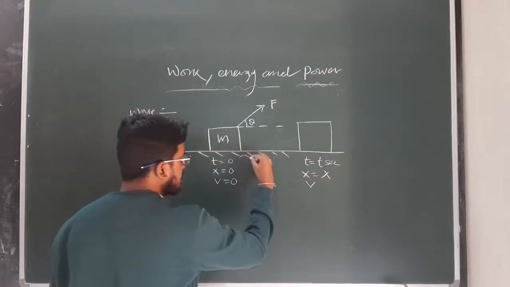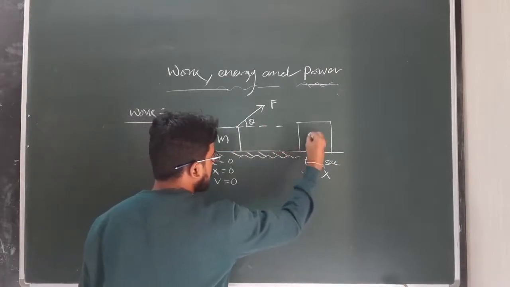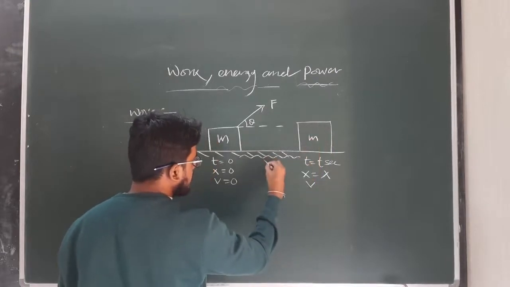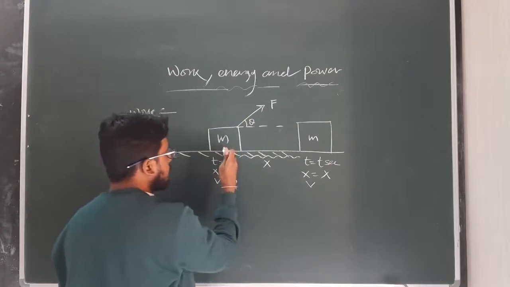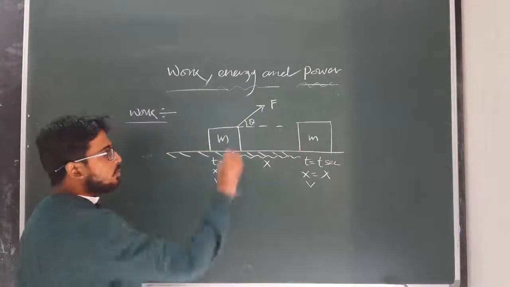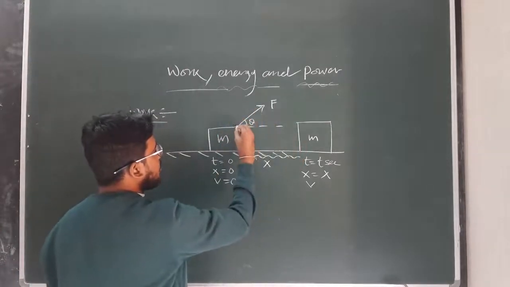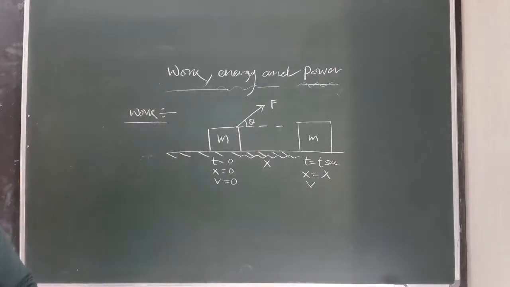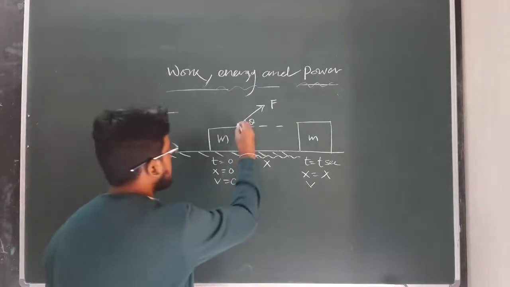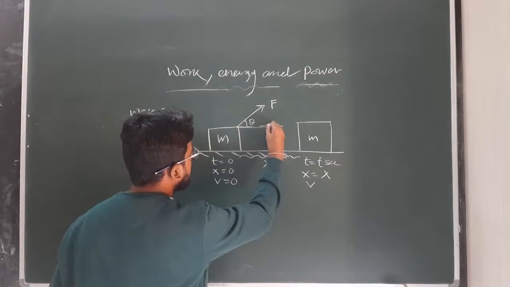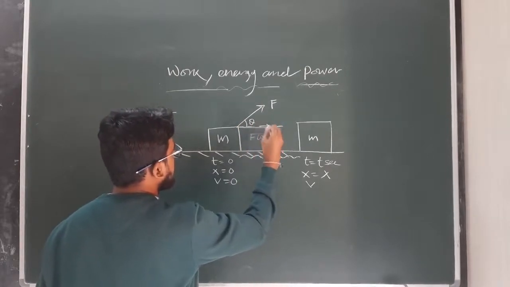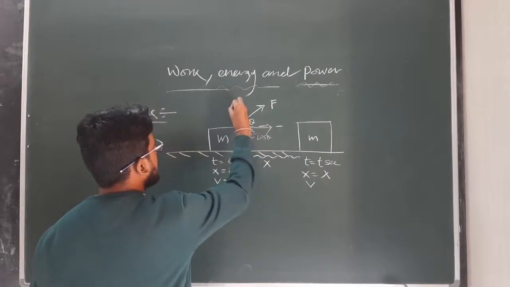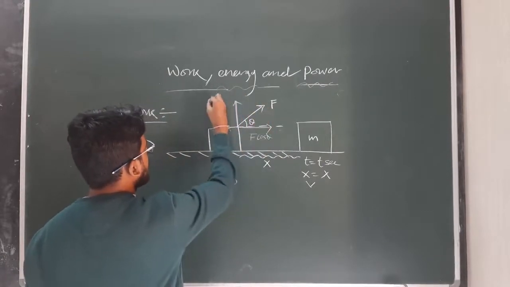So this displacement of the block, which has mass m, is known as x, because due to application of this force it is displaced from this point to this point. The force has two components. One component is along the direction of displacement, which can be given as F cos theta, and the component perpendicular to it is F sin theta.